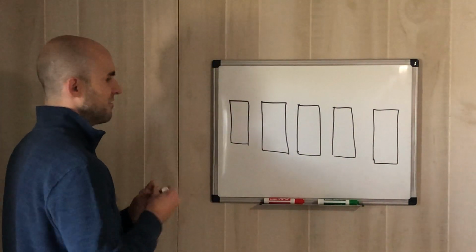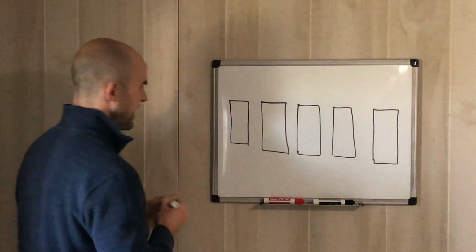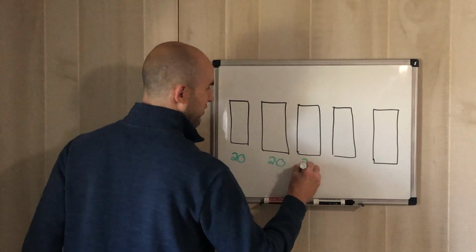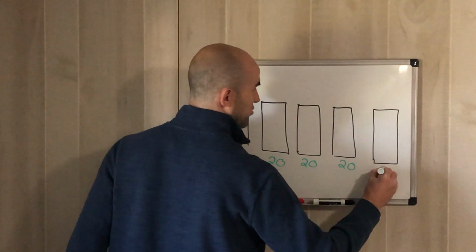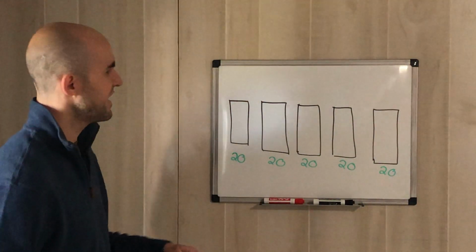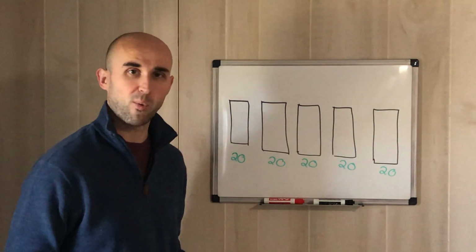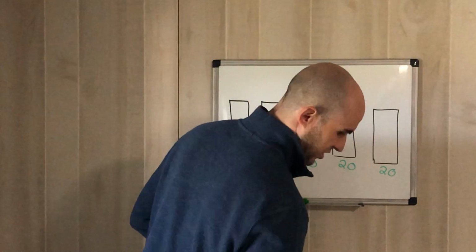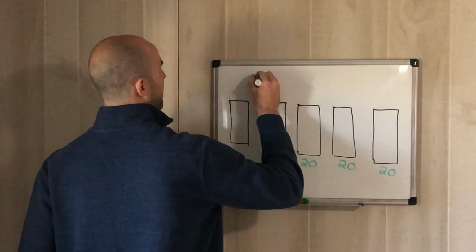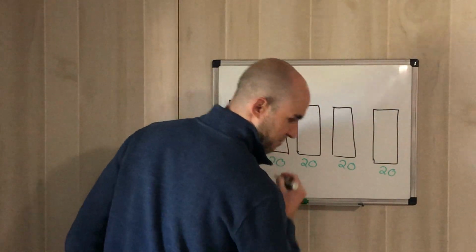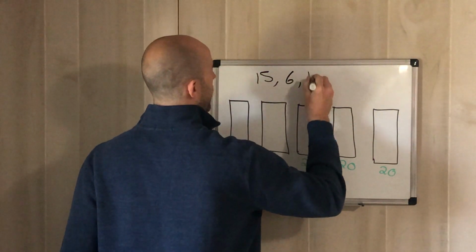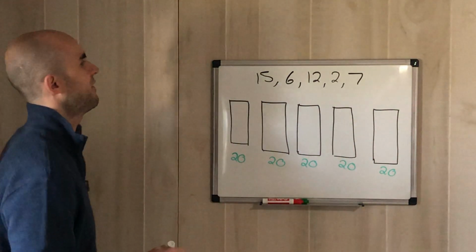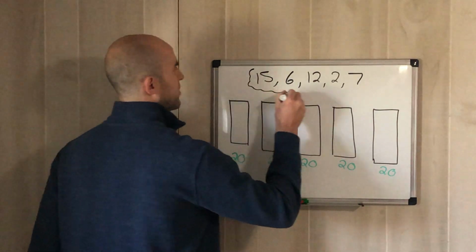So we have 5 containers. Each container is only going to be able to hold a total of 20. Even though I gave you 5 containers, it doesn't mean we're going to use all 5. Each one can hold a maximum of 20. I'm going to give you now 5 numbers. Those 5 numbers are going to be 15, 6, 12, 2, and 7. Those are the 5 numbers that we want.